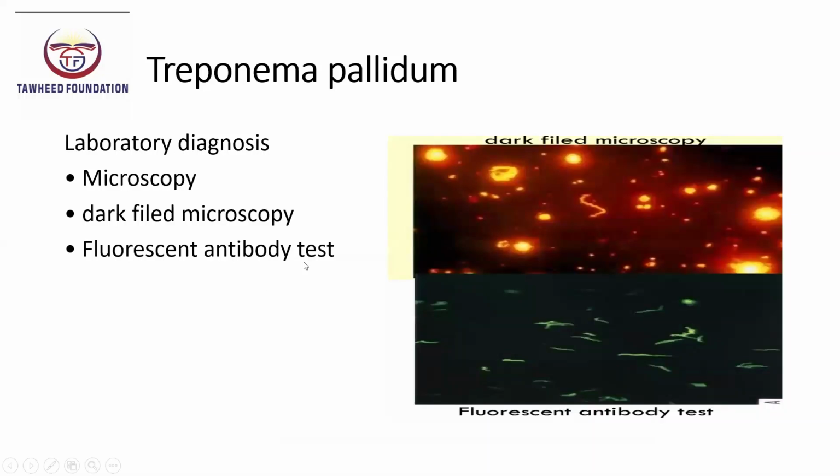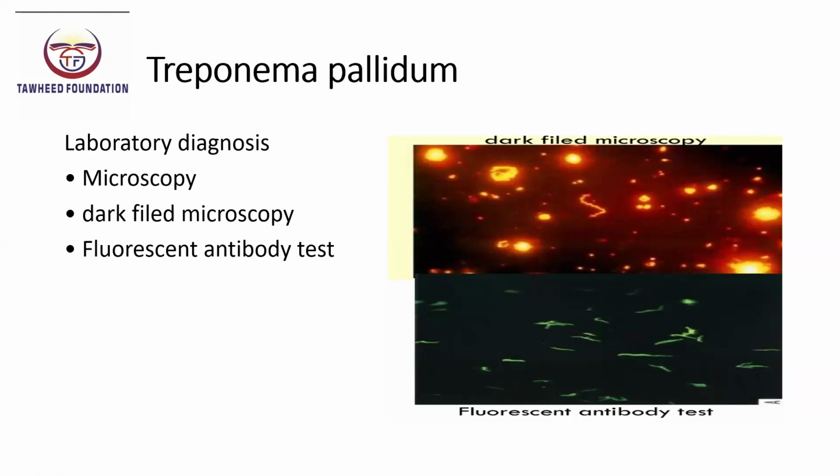Laboratory diagnosis and treatment. Diagnosis begins with microscopy using dark field examination or fluorescent antibody staining for direct detection. Serological tests are divided into two categories, that is non-specific tests such as VDRL and RPR, which detect reagin antibodies against cardiolipin but may give false positives, and specific tests like FTA-ABS and TPHA, which use treponemal antigens and remain positive for life. Both categories are complementary and often used together.